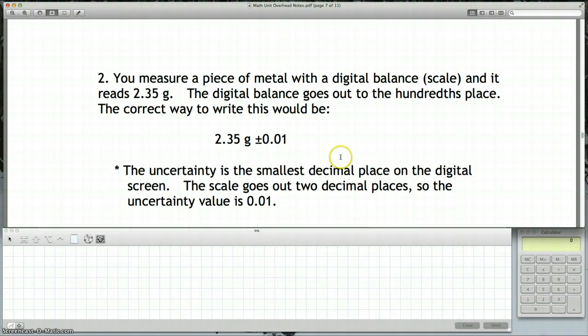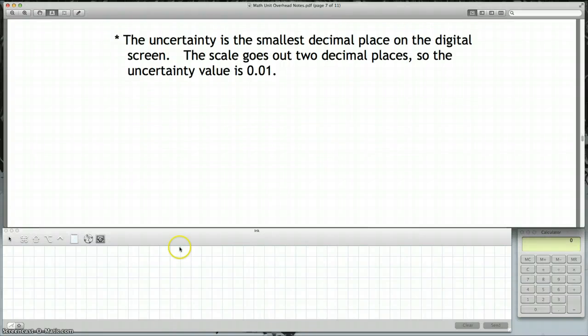So that's uncertainty. We won't use this a ton, but it is important once you get further in science and in college to show how good your numbers are. And that is it for this lesson.